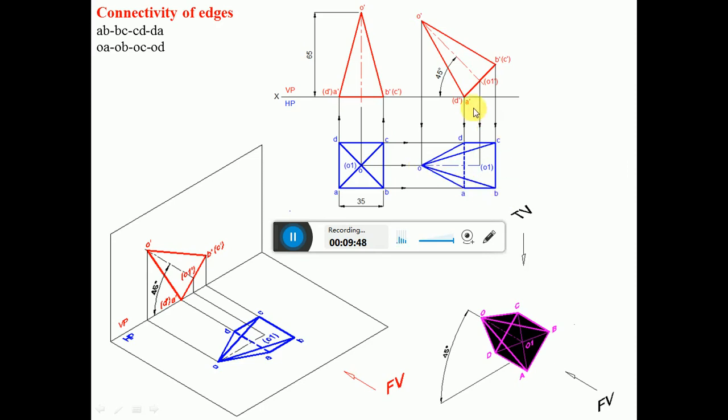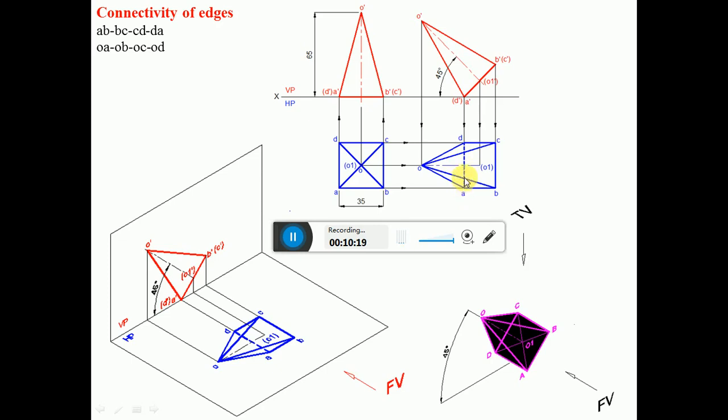Now the only left out edge is AD. We have one more condition: two visible edges can never cross each other. Since OC is a visible edge and OB is a visible edge, AD cannot be a visible edge, because two visible edges cannot cross each other. So obviously this edge will become a dotted line. You have to make it a dark hidden line.